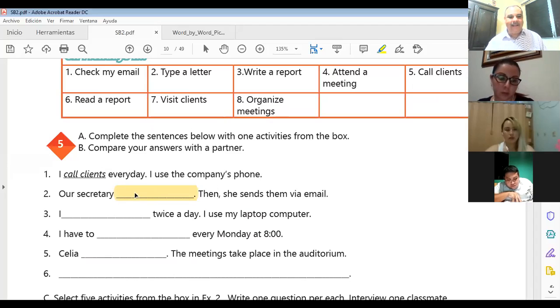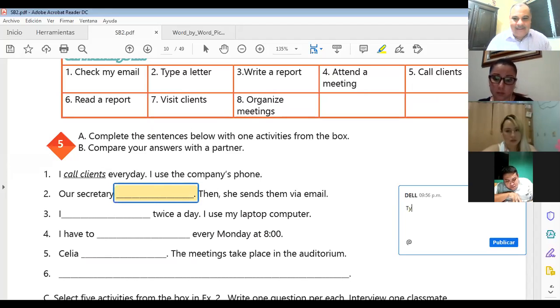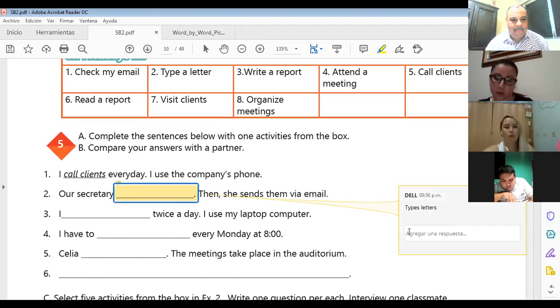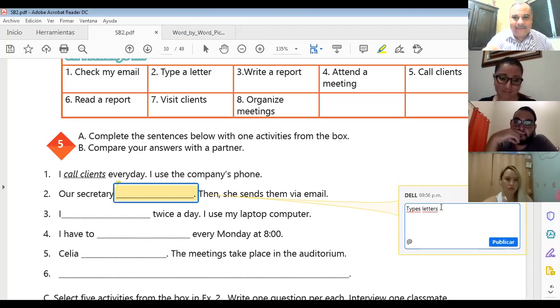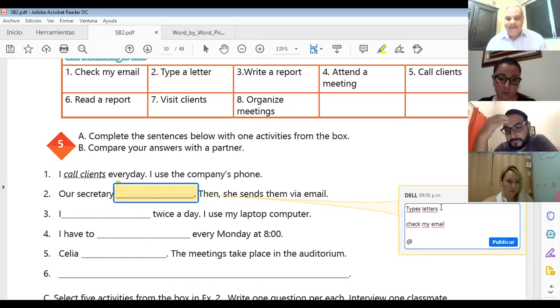Check. Our secretary types letters. Then she sends them via email. Is that clear? Yes. Okay, number three. What is number three? I write a report twice a day. I check my email. I check my email twice a day. I use my laptop. Okay.